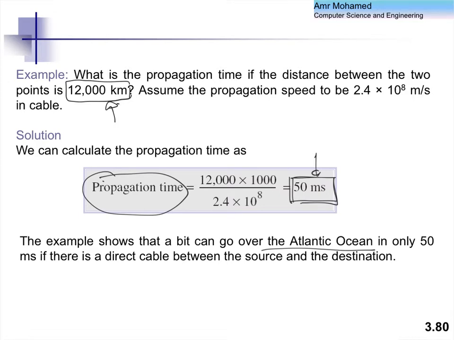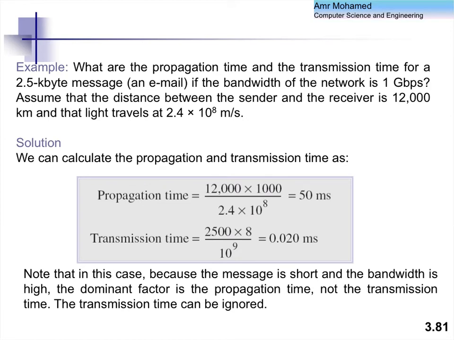For undersea cables, we usually use very, very high bandwidth because we have to use fiber optics. So the bandwidth of the transmission line is very high, which means the transmission time is very low, but the propagation time is significant because of the very large distance. Any questions so far?